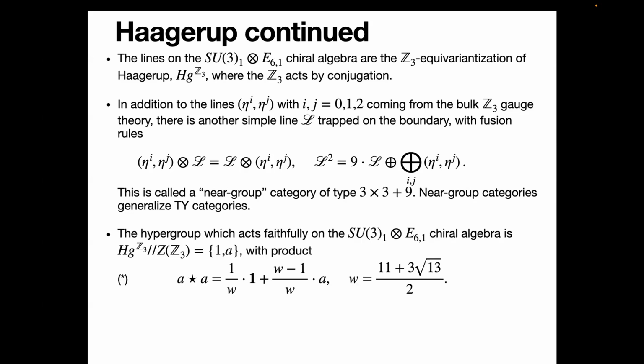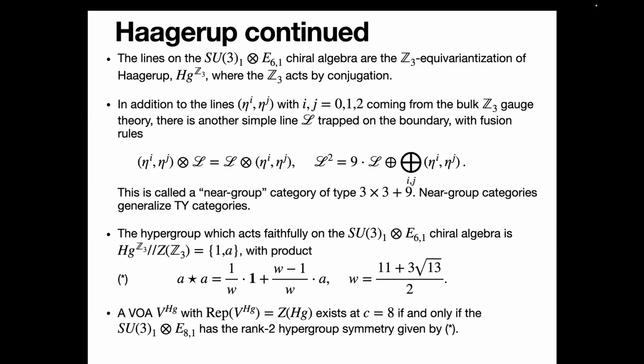And that's not going to act faithfully on SU(3) level 1 times E6 level 1, but the double coset hypergroup will, and that hypergroup is this kind of funny hypergroup with very irrational structure constants. And so the claim is that you get a variation of this statement I made on a previous slide, which is that a Haagerup VOA exists at c equals 8 if and only if the SU(3) level 1 times E6 level 1 chiral algebra admits an action by this particular funny rank 2 hypergroup symmetry.